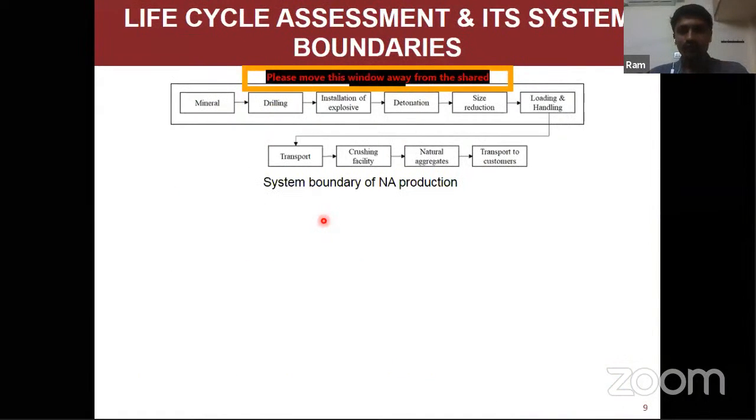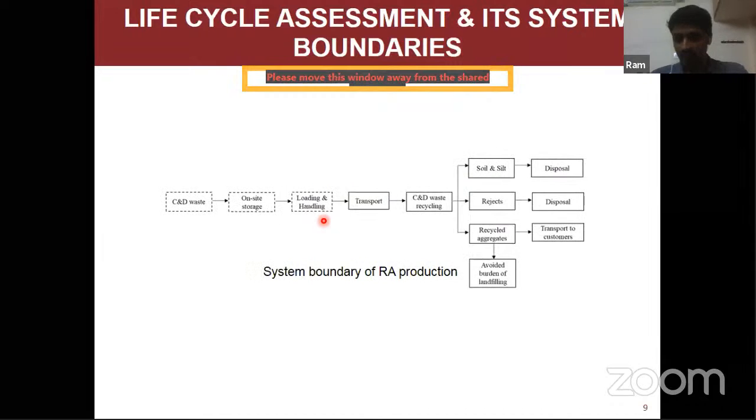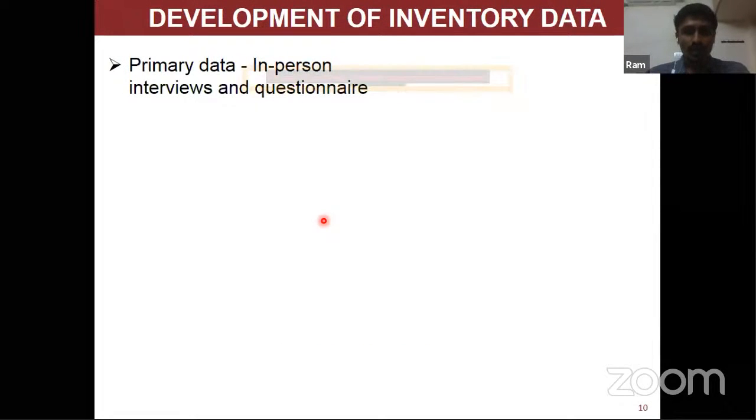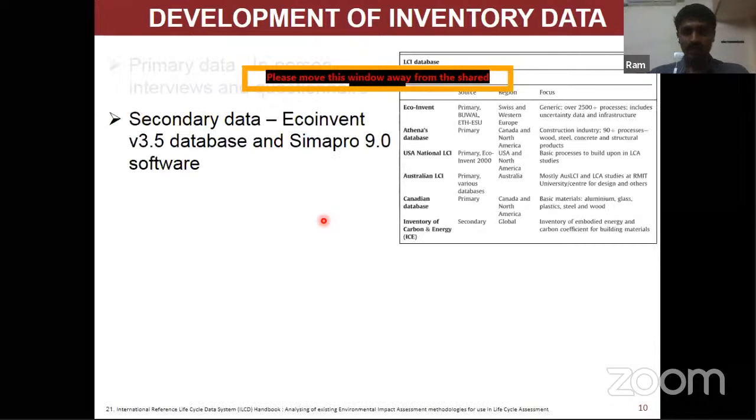So what we have done is define our system boundaries on three processes or facilities: the system boundary for natural aggregate production, the system boundary for recycled aggregate production, and for C&D waste landfilling practice. For these system boundaries, we have collected data primarily through in-person interviews, observations, and questionnaires. We have also used secondary data from the Ecoinvent database, which is a European database, and SimaPro software to convert the inventory data into impact assessment.